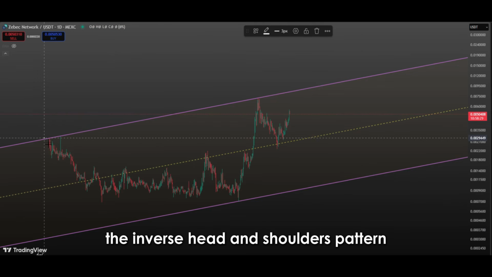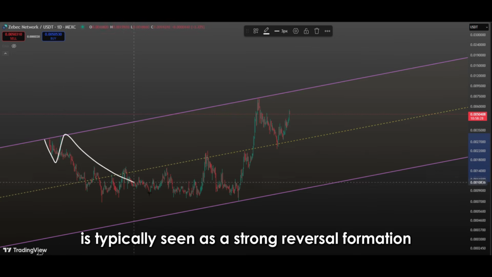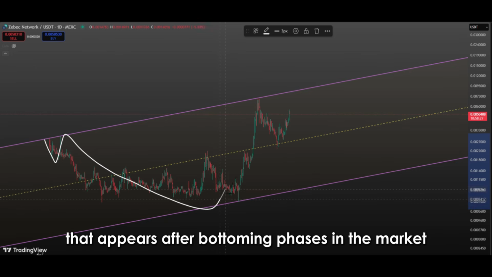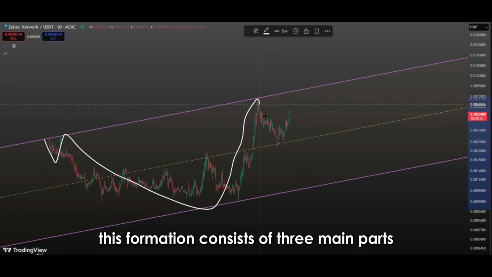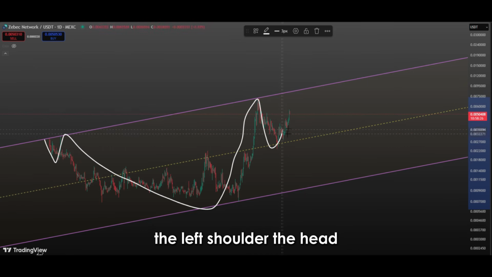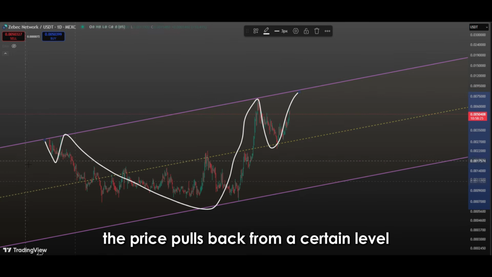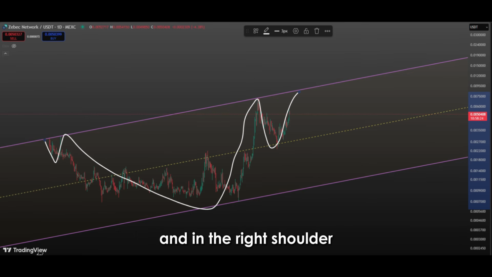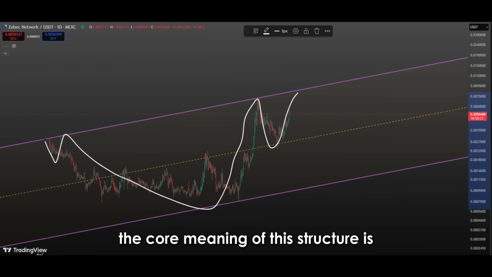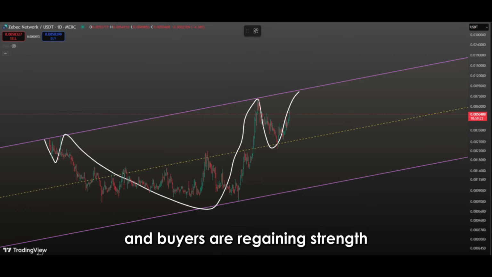The inverse head and shoulders pattern currently forming in the price action is typically seen as a strong reversal formation that appears after bottoming phases in the market, offering significant bullish signals to investors. This formation consists of three main parts: the left shoulder, the head, and the right shoulder. In the left shoulder, the price pulls back from a certain level. During the head, a lower low is formed, and in the right shoulder, the price rises again near the level of the first shoulder. The core meaning of this structure is that the market is gradually losing its downward momentum and buyers are regaining strength.